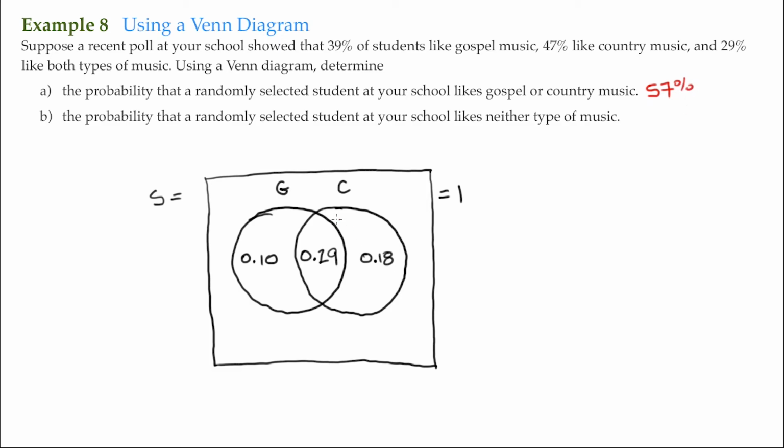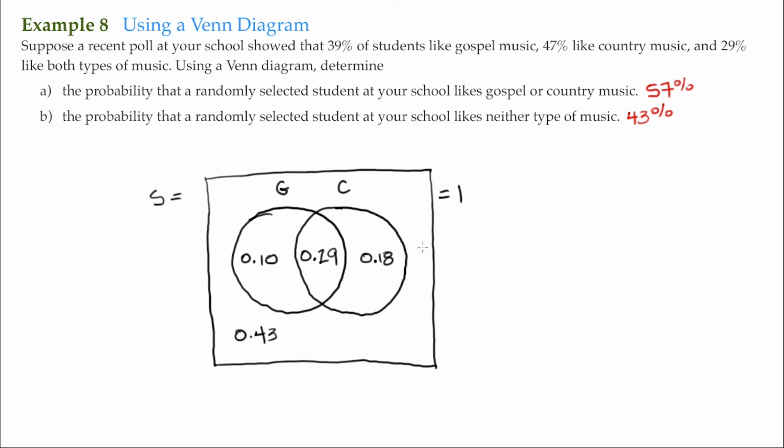So if this is 57%, then out here are those who don't like any of this. That's 43%. So then the probability that a randomly selected student at your school likes neither type of music, 43%. And as you can see, the 43% and the 57% are complements of each other.